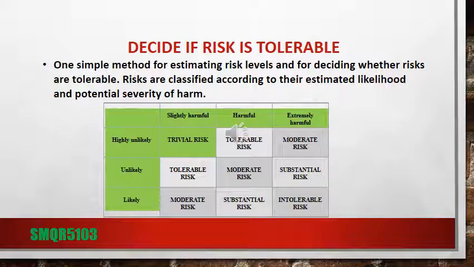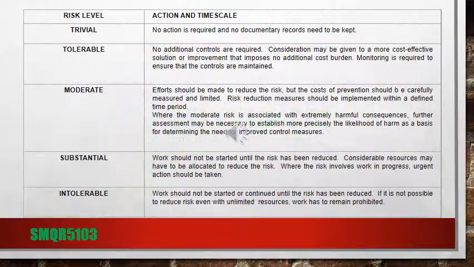Decide if risk is tolerable. So this is a chart or table to consider whether risk is tolerable or not. One simple method for estimating risk level and for deciding whether risks are tolerable. Risks are classified according to their estimated likelihood and potential severity of harm. These are the explanations for risk level and the action and time scale we need to take.